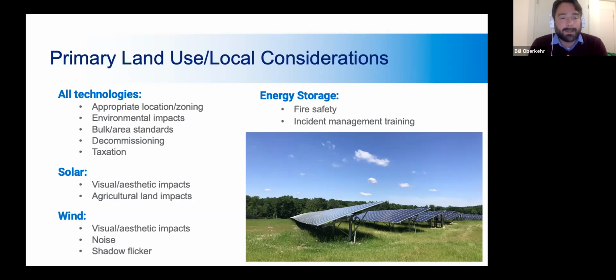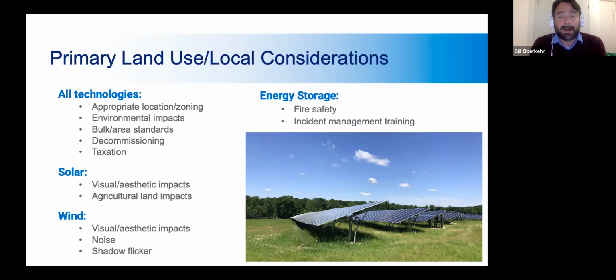Bulk and area standards are going to be a consideration for all of these. Decommissioning is certainly something that comes up for all of these technologies. And then taxation, particularly with regard to Real Property Tax Law Section 487, which is the exemption for certain types of energy generating equipment. All of these types of equipment fall under that exemption. So that's where we start talking about payments in lieu of taxes and opt-outs and all of those great things. So all these technologies have that in common.